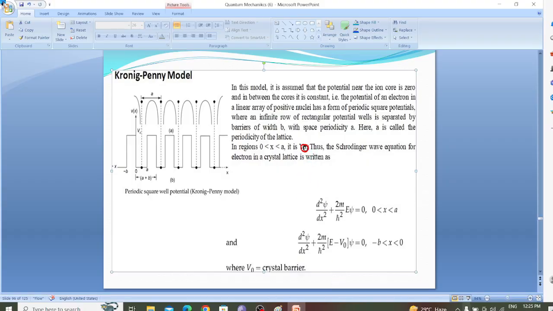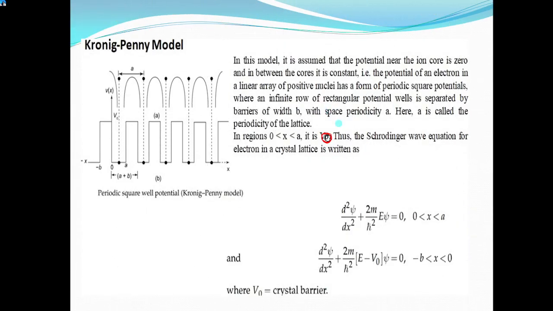Good morning students. Today we will discuss the Kronig-Penney model. Before going to this, last class we discussed the Bloch theorem. In the Bloch theorem, how does the potential vary? The potential will be maximum in between the ions, and at the ions the potential will be minimum.